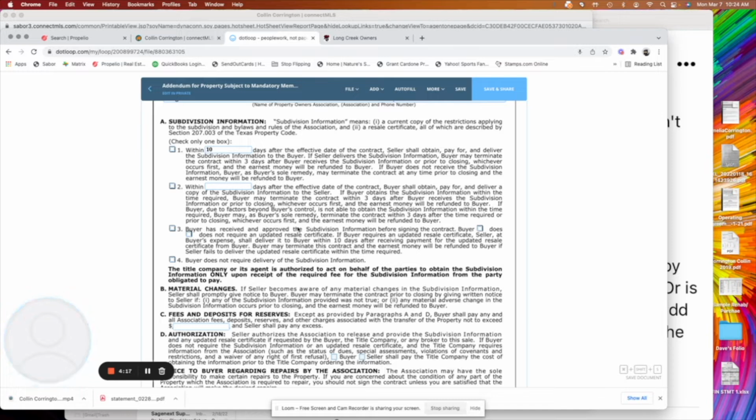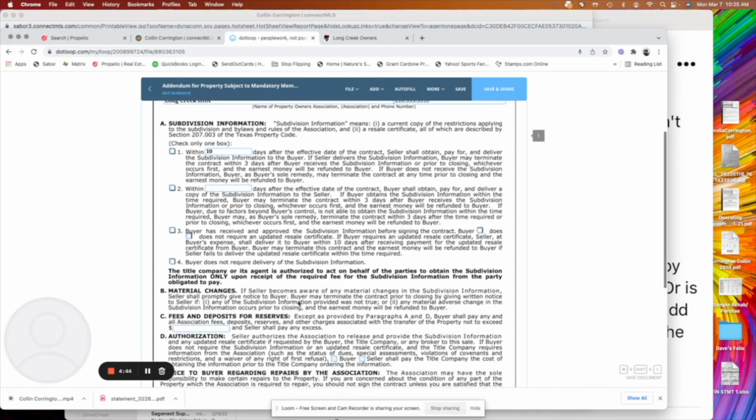Buyer has received and approved this. I've already gotten it. Thank you. I'm done. But the one thing that I do want to point out here that is important is this resale certificate, and I'm going to talk about that in just a second. Or the fourth one, the buyer does not require any of this. If the buyer doesn't care, then we don't care. Okay. I think that's dangerous, but whatever.